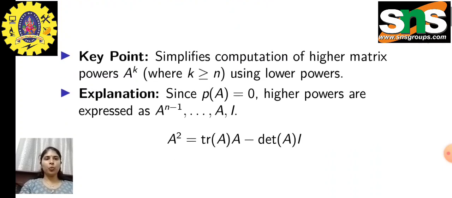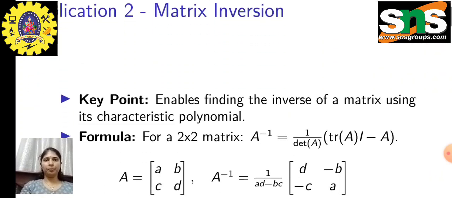Next, application 1. The key point is that it simplifies computation of higher matrix powers, A power k where k is greater than or equal to n, using lower powers. Explanation: since P of A is equal to 0, higher powers are expressed in terms of A power n minus 1 up to A and I. Here, A square can be given by trace of A into A minus determinant of A into I.